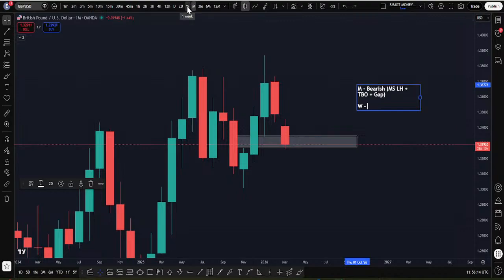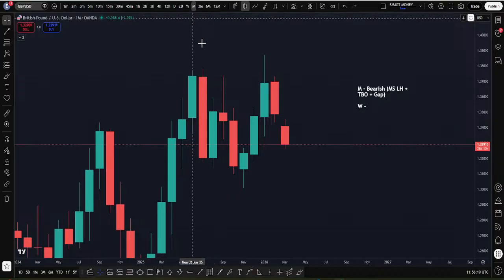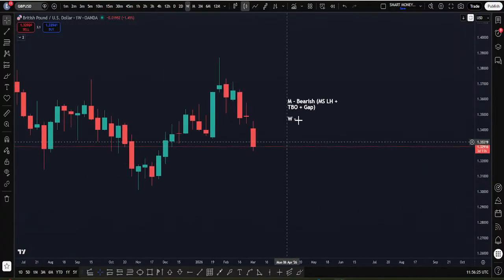We go to the weekly. On the weekly, I'm going to remove this FVG for now because I think we're trading into it. The weekly, pretty much like the monthly, has the same type of feel.